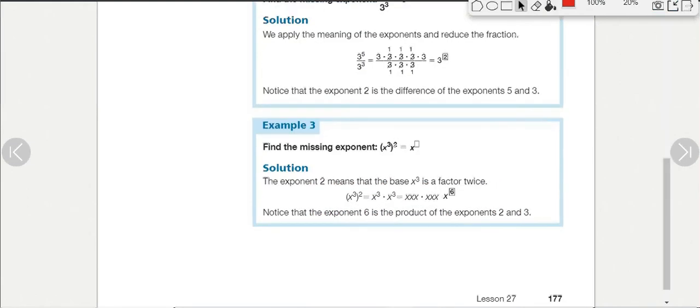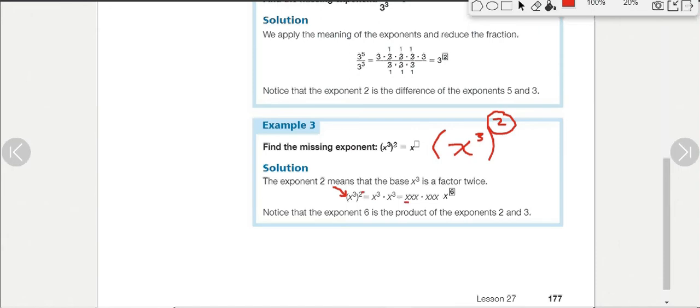Find the missing exponent. This time we've got x to the third, not times x to the second, but x to the third really raised to the second. I like to show it further up. So we've got x used as a factor 3 times, and we're using that twice. So we're not saying x to the third times x to the second, so it's x to the fifth, and it's certainly not that. It's instead x to the third used as a factor twice.